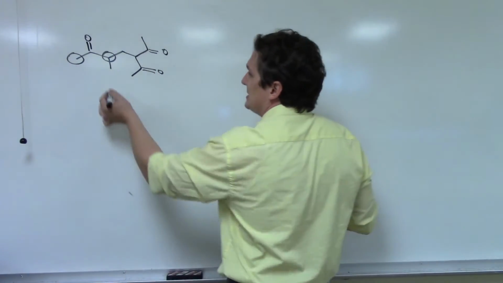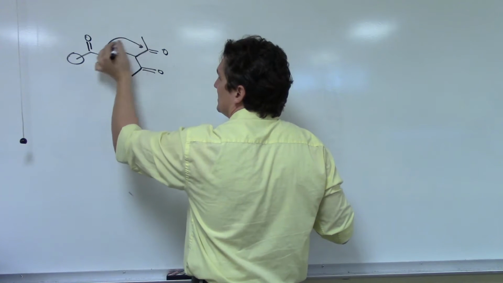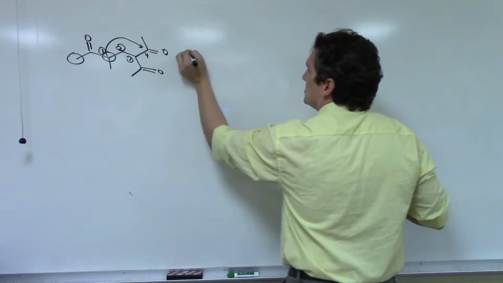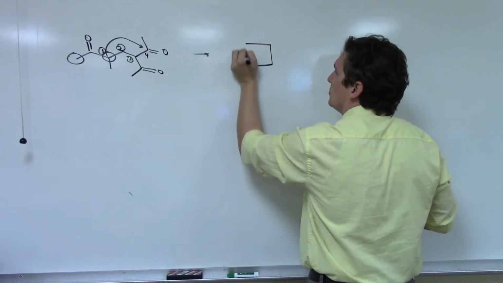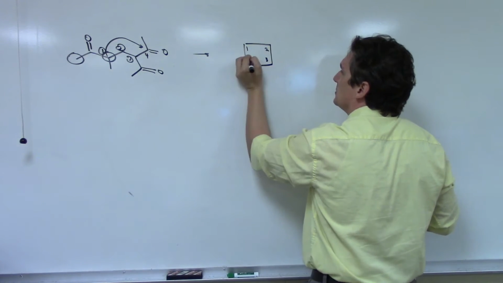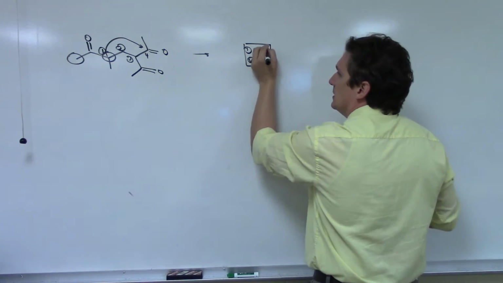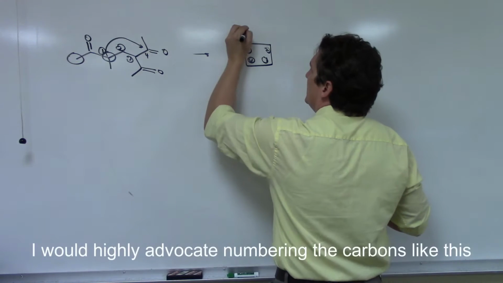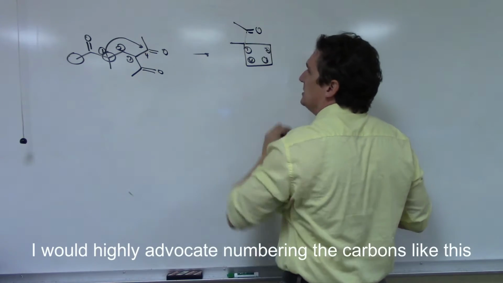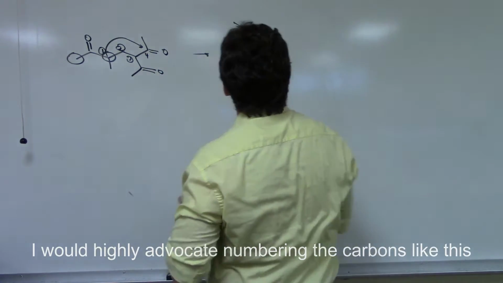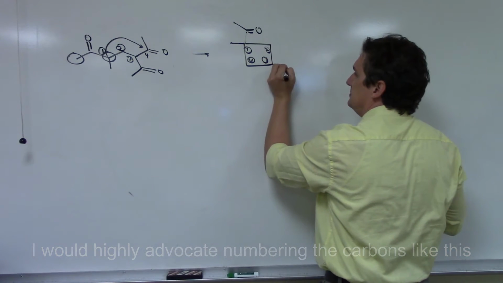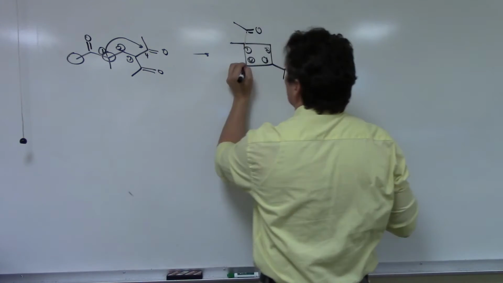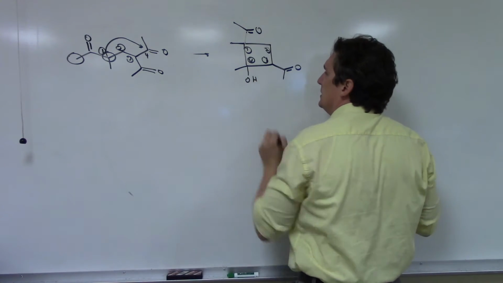So let's say this carbon attacks here. Let's number the carbons. 1, 2, 3, 4. So we will form a four-membered ring. 1, 2, 3, 4. And if you look at what's attached to carbon 1, we've got the methyl group, and we've got our starting carbonyl hanging off. If we look at carbon 3, it's got this ketone hanging off. And if we look at carbon 4, it's got the methyl group and the alcohol.